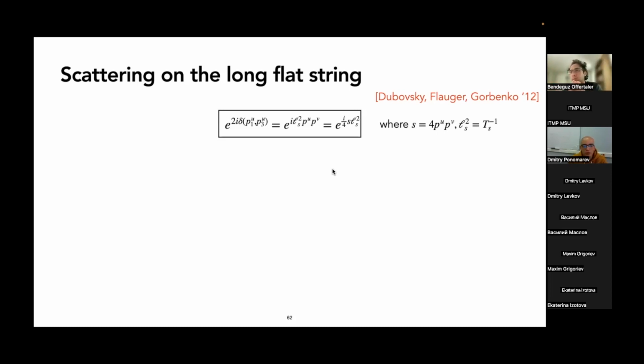But still, for some reason, this holographic computation was useful as a first input step, right? So they used this tree-level result from the bulk side. Yes, I think so. Okay, thank you.